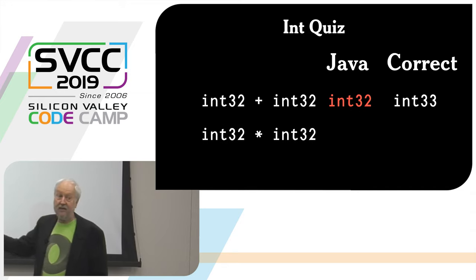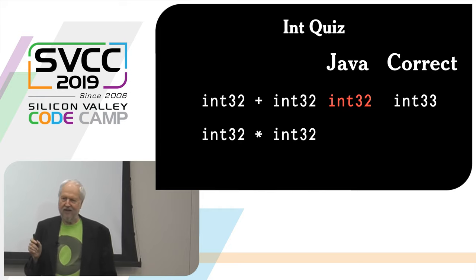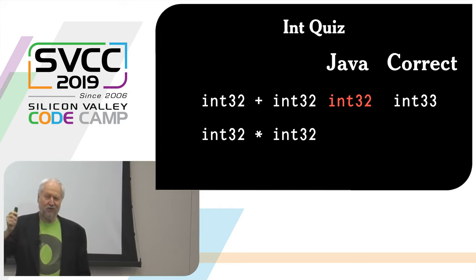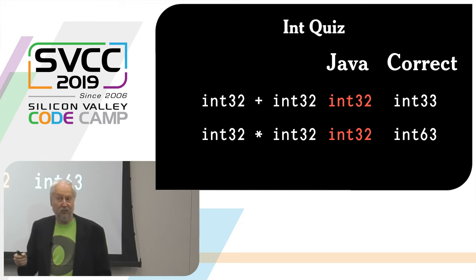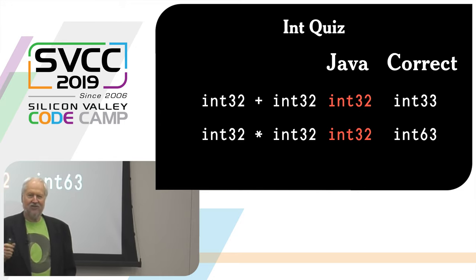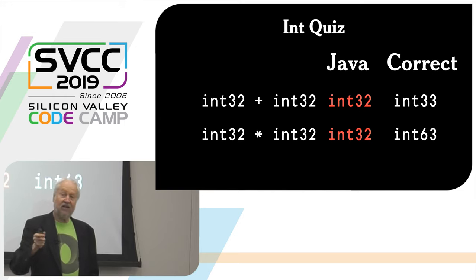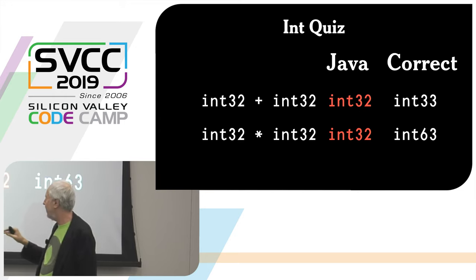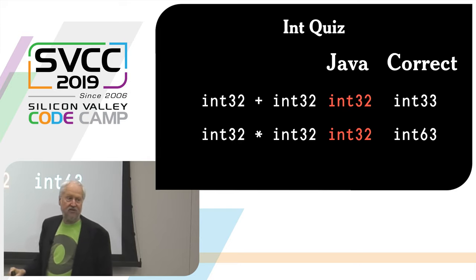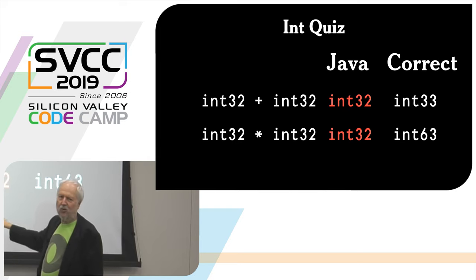Int32 times int32, what's the correct answer? Int64? Oh, you're close. It's int63. You're thrown off by the sign bits. You didn't count for the sign bits. But yeah, it's int63. But you did much better than Java. Java is way, way off.